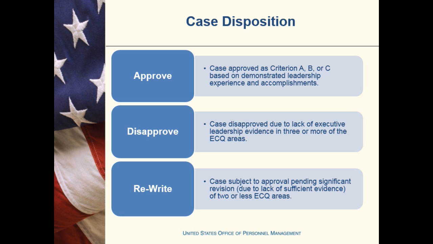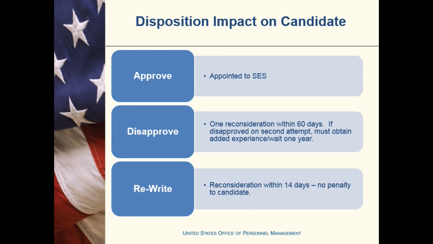With the rewrites, board members identify no more than 2 ECQs that candidates fall short in, and they give that candidate and the agency the opportunity to rewrite or revise those 1 or 2 ECQs to then submit for final disposition. What this means for the candidate is that cases that are approved, the candidate can be appointed into the SES without further delay.